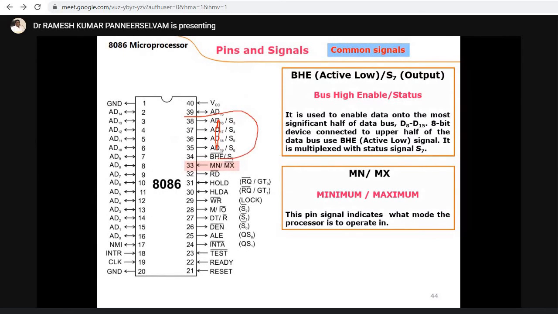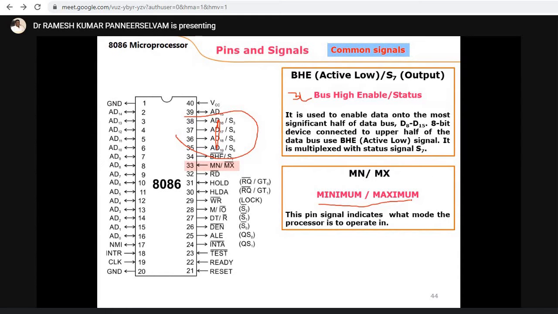Here you have to add AD0 to AD15. Why? Because they work as address bus sometimes and are multiplexed with the data bus. Okay? So pin 34 represents bus high enable, whereas pin 33 represents MN/MX. We have already discussed this in the earlier architecture.